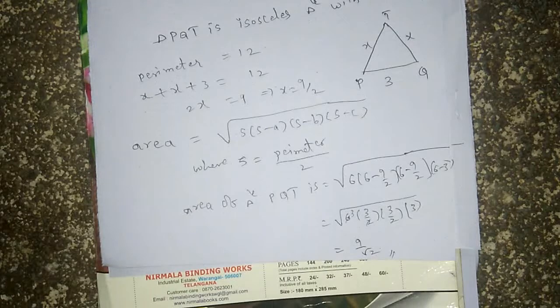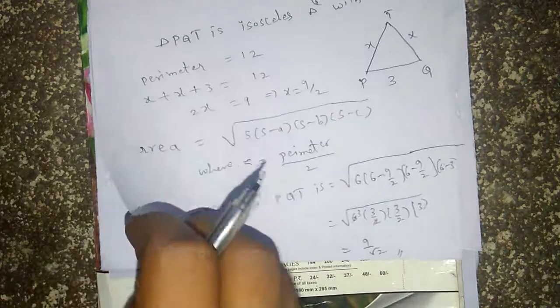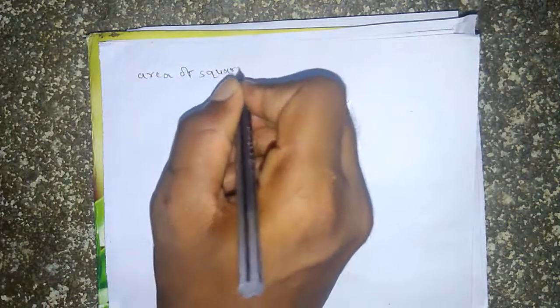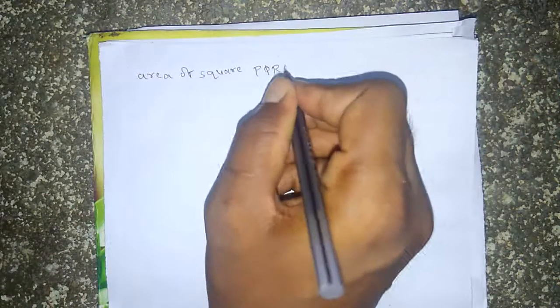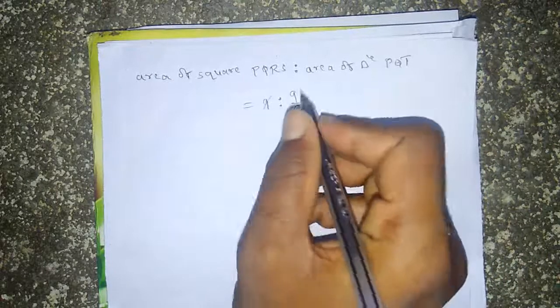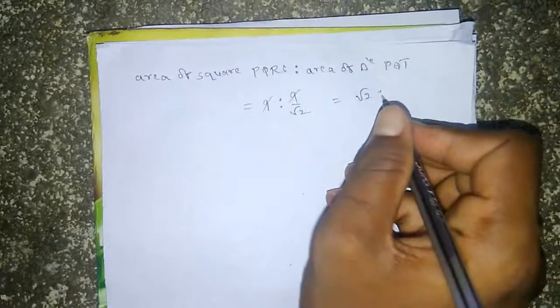Now we need the ratio. The area of square PQRS is to the area of triangle PQT, that is equal to 9 is to 9 by root 2. 9 gets cancelled, that is root 2 is to 1 is the ratio.